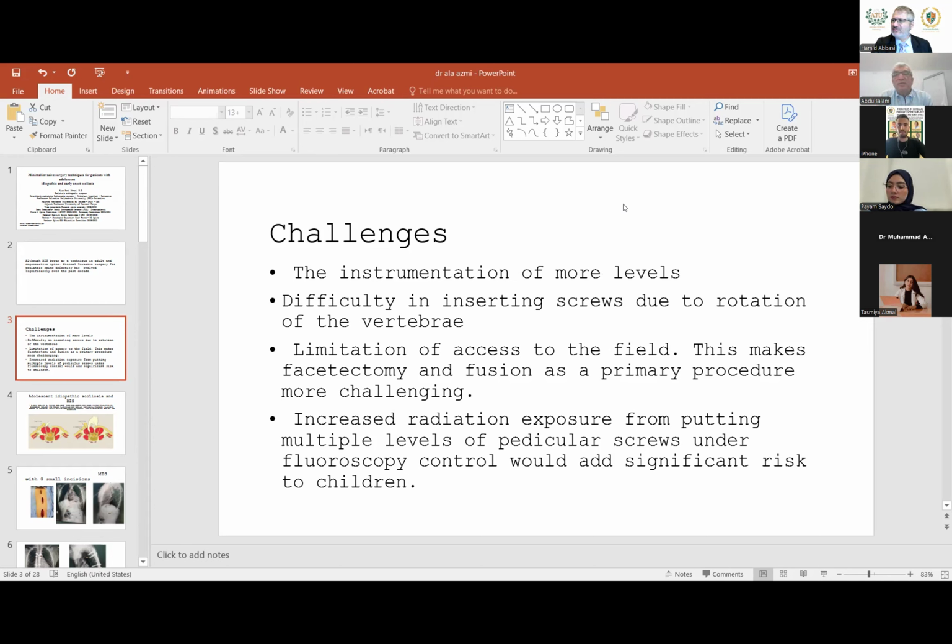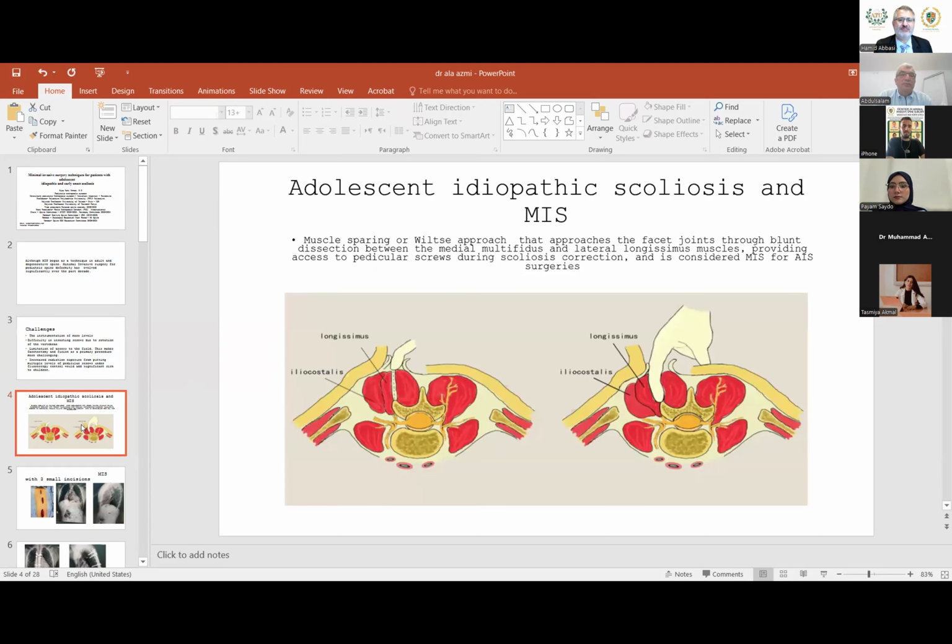Limitation of the access to the field makes facetectomy and fusion as a primary procedure more challenging, since most of our procedures are fusion. So you need to do facetectomy and you need to have appropriate fusion. There is also increased radiation exposure from putting multiple levels of pedicle screws under fluoroscopy control. That would add significant risk to the children, and not only to the children, but also to the surgeon.